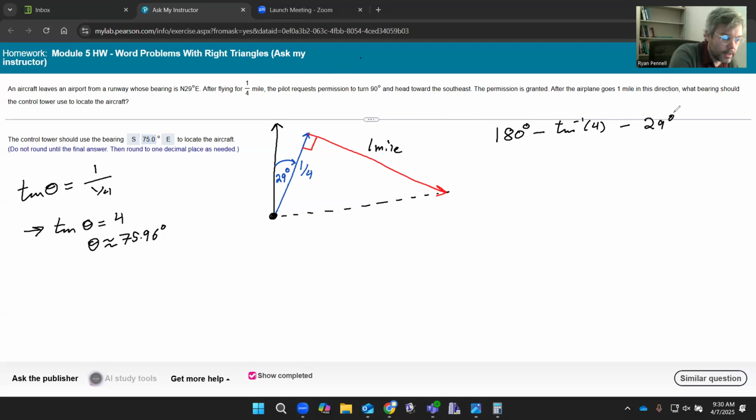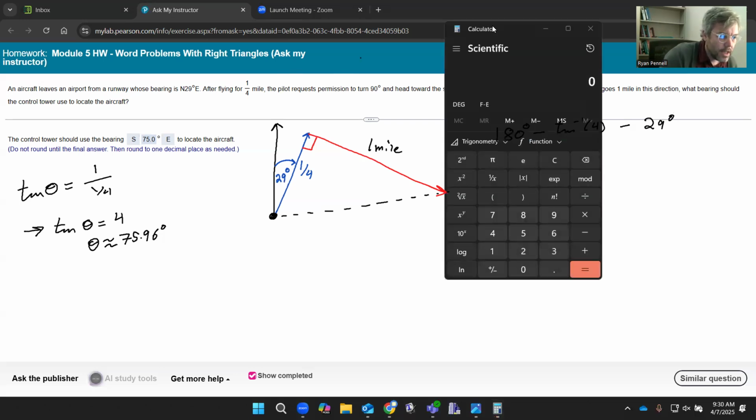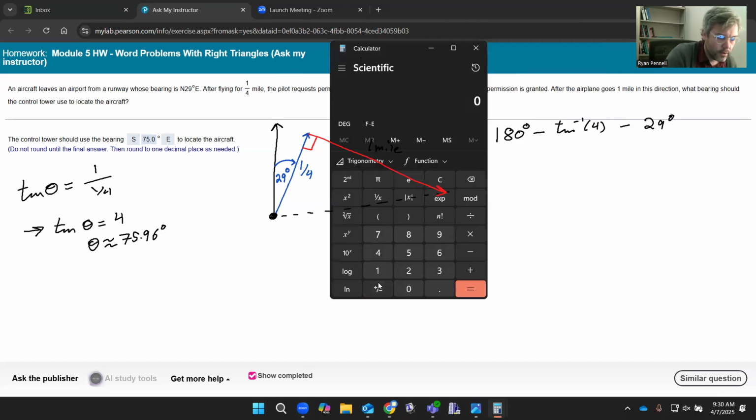Okay, so now I'm going to ask my calculator to calculate this angle, and this is the angle I think we are seeking. So 180 minus the inverse tangent of 4 minus 29 degrees, and that's going to be 75.04 if we rounded. So approximately equals 75.04 degrees. How are we supposed to answer?